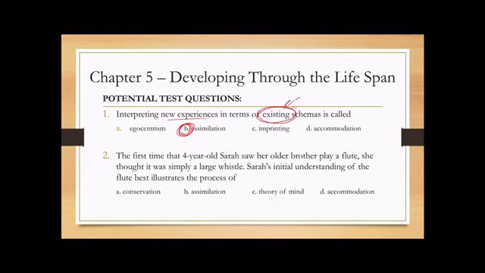The first time that 4-year-old Sarah saw her brother play a flute, she thought it was just a large whistle, because that's all she's ever seen before. She's interpreting this new experience of the flute in terms of her old experiences of playing a whistle. And so this is assimilation. Because it says her initial understanding of the flute is assimilation. If it said she eventually came to understand that this was a different thing than a large whistle, then that's the process of accommodation.